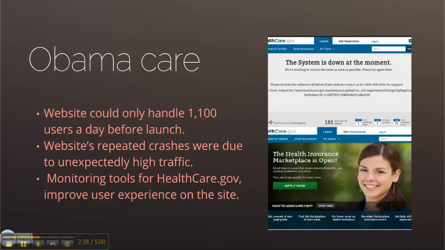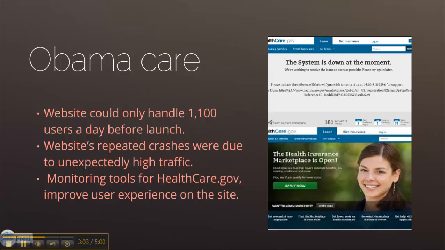The downside is that it's always been down, so it cannot really handle all the thousands and millions of applicants every day. The website could only handle 1,100 people or users a day before launch, so they didn't really test it very well.